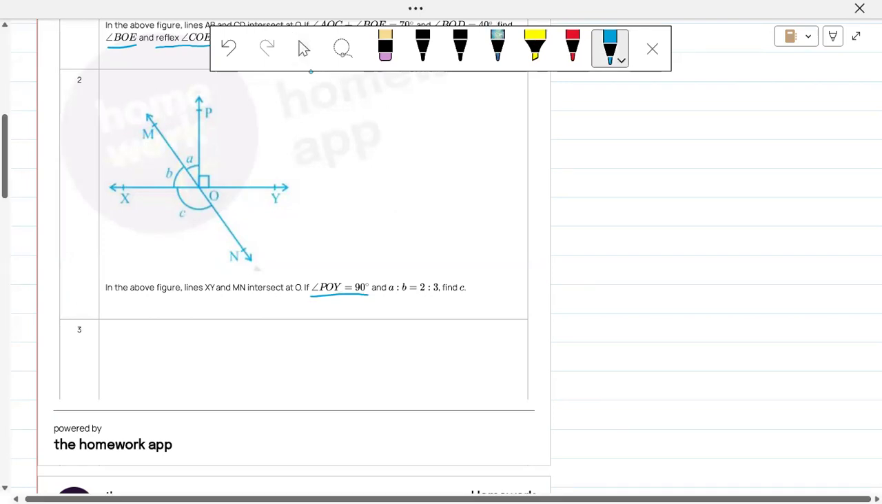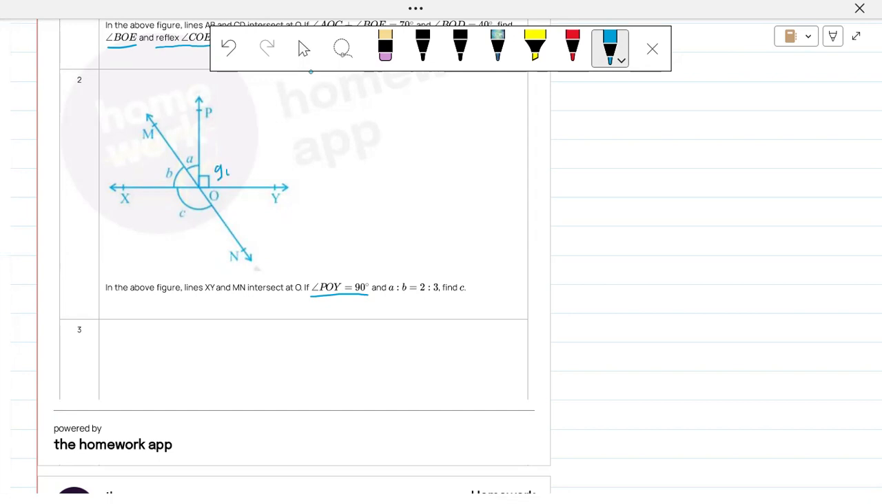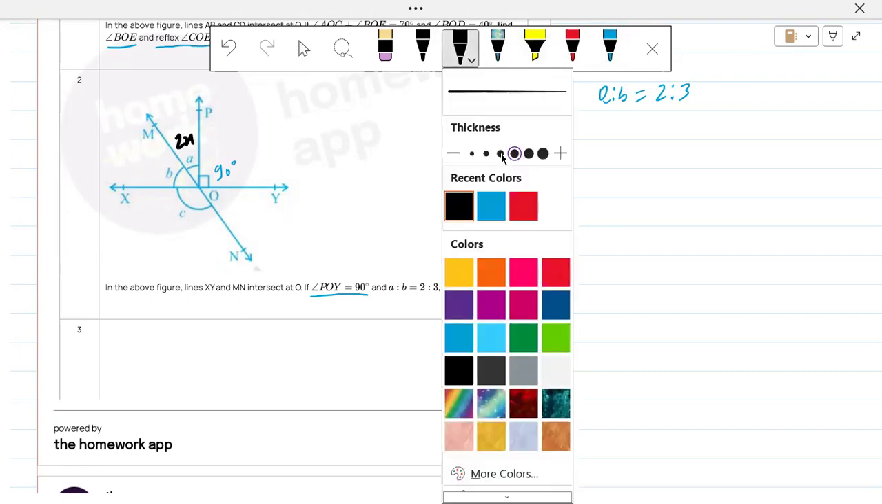That means this is perpendicular. This angle is equal to 90 degrees. This is given. And a is to b is 2 is to 3. It is given here a is to b is equal to 2 is to 3. What is a here? This is a here. So you can let a be equal to 2x and b be equal to 3x, because they are given in the ratio.